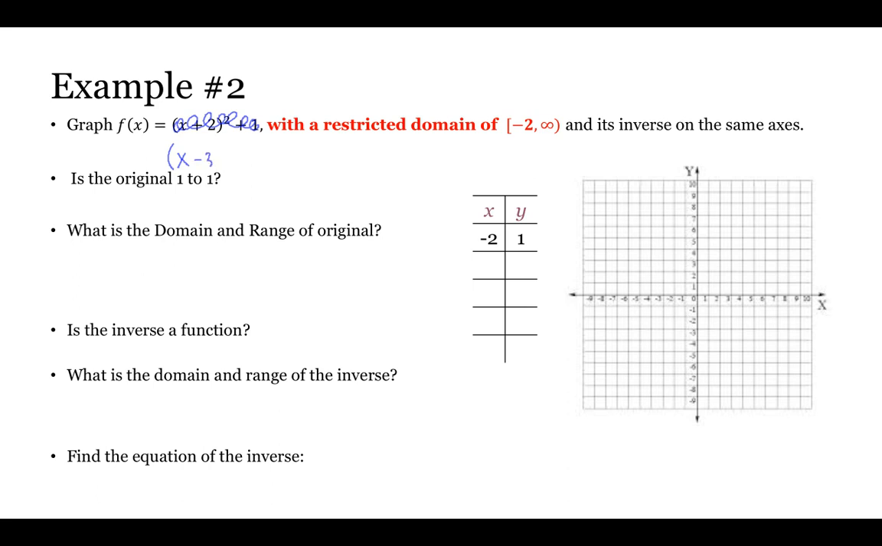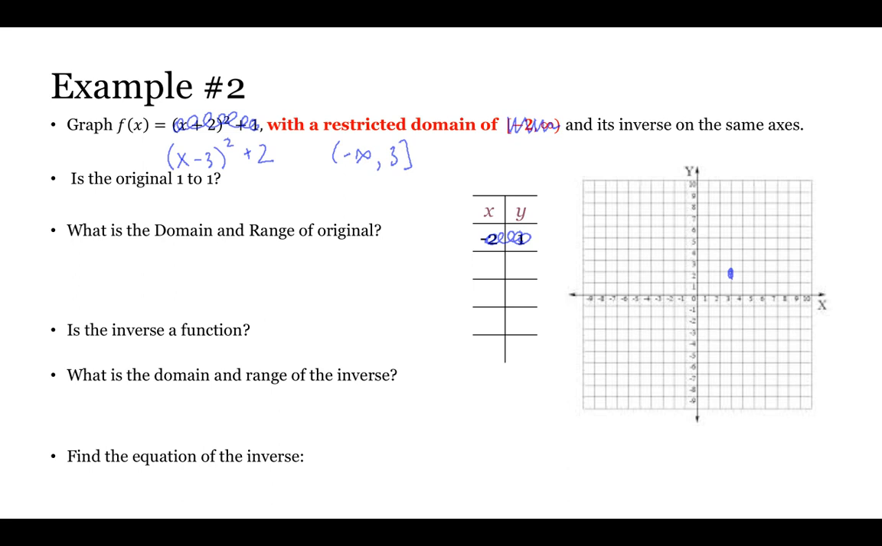x minus 3 squared plus 2. And I'm going to restrict the domain to negative infinity to 3. So we're going to graph this. What's my vertex? It is (3, 2). And if I plug in 3, I get an output of 2.